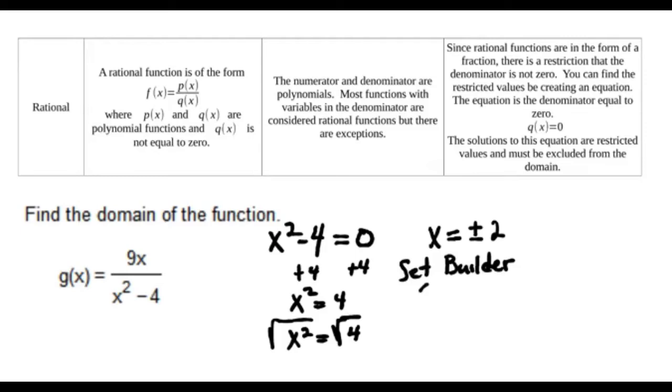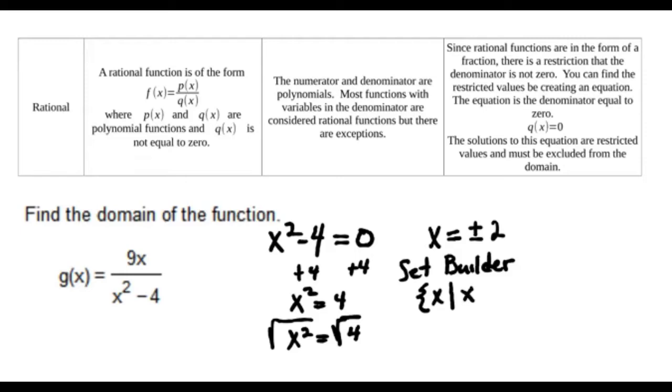In set builder notation, we use curly braces to indicate we're dealing with a set. We're going to use the variable x because we're dealing with the domain. We draw this vertical bar, that means such that. And then we're going to put the conditions on the set.